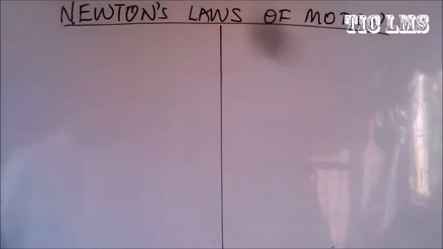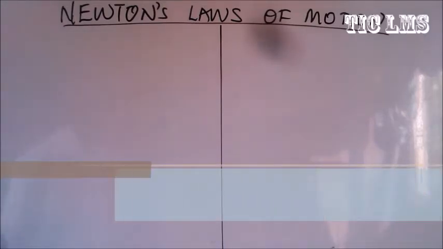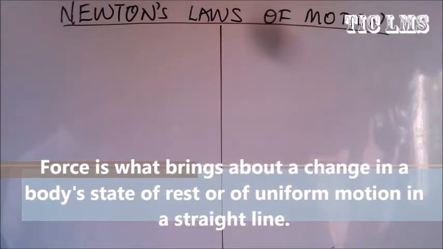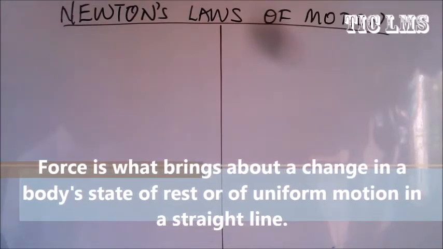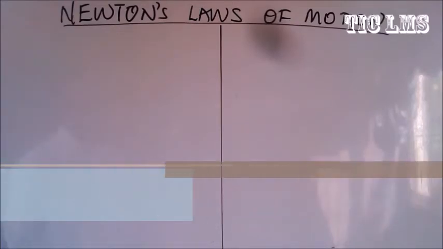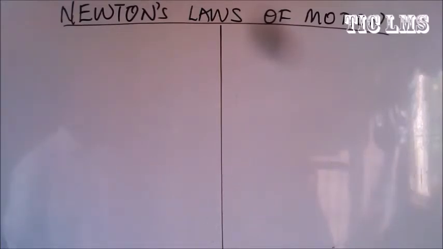Now, the first thing is that force is what brings about a change in a body's state of rest or of uniform motion in a straight line. So it is defined as any agent that changes or tends to change the state of rest or of uniform motion in a straight line of a body.